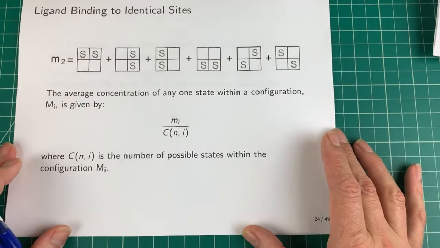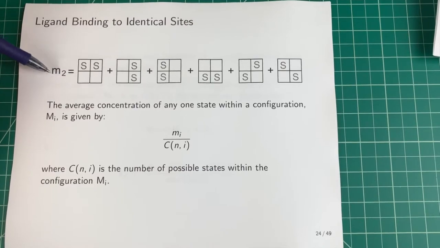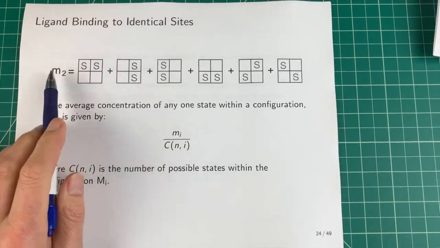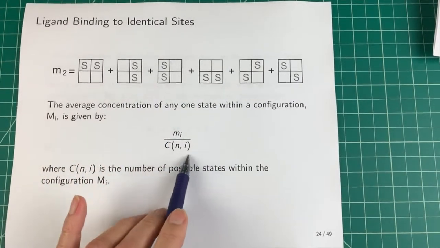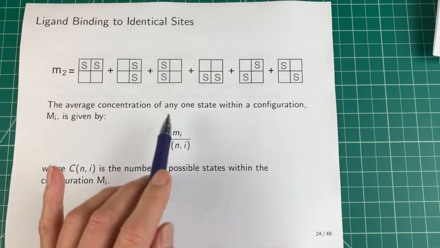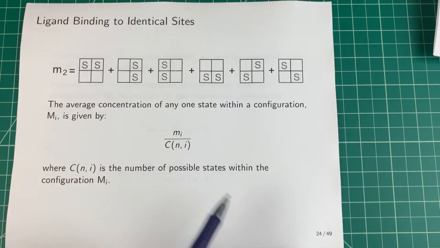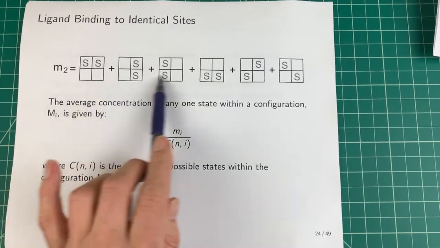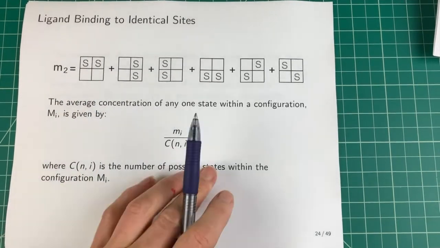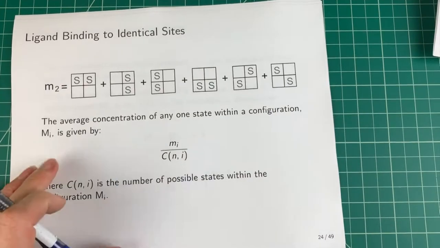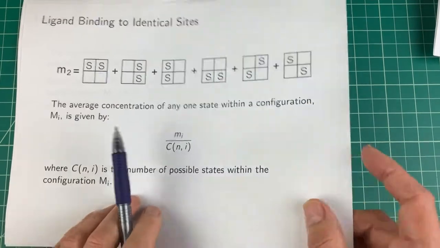Given that, I can then compute the average concentration within a given state. So the average concentration is the concentration of the total divided by the number of states. And of course, we know that the number of states is C and I, and I know that the total concentration is Mi. So this is the average concentration of this state of two ligands in this state. So remember that, the average concentration is the total concentration divided by the number of states.